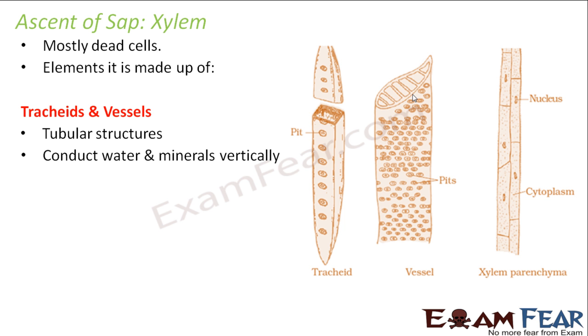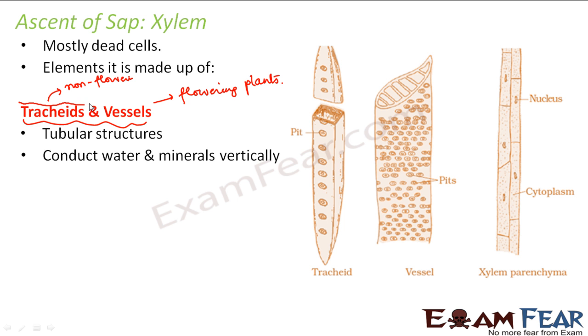And how are they connected? I mean, how do they conduct water or minerals? Now, tracheids and vessels both are used for conduction in the case of flowering plants. But in non-flowering plants, vessels are not used for conduction. Only tracheids are used in non-flowering plants, and both tracheids and vessels are used in flowering plants.